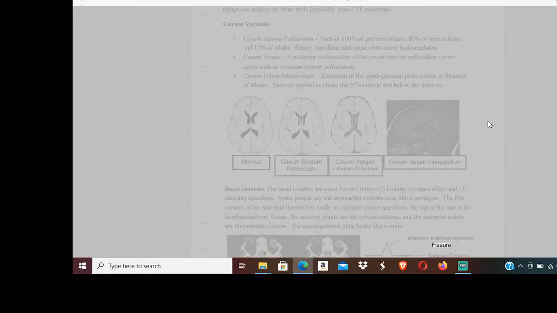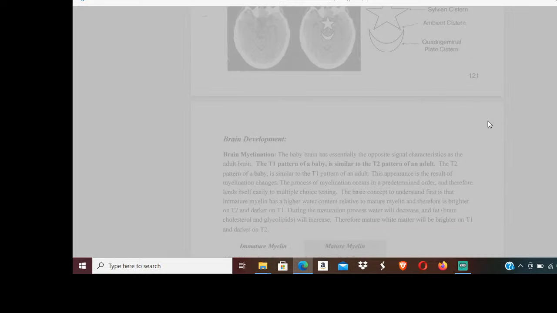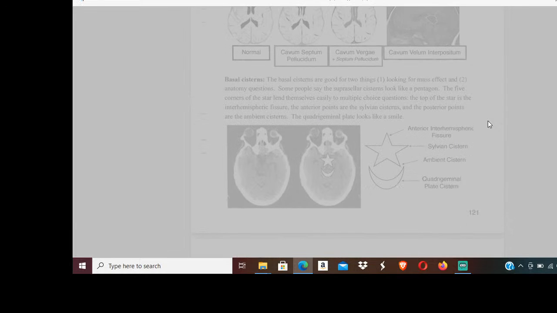Anterior interhemispheric fissure and Sylvian cistern. Ambient cistern. Quadrigeminal plate cistern.